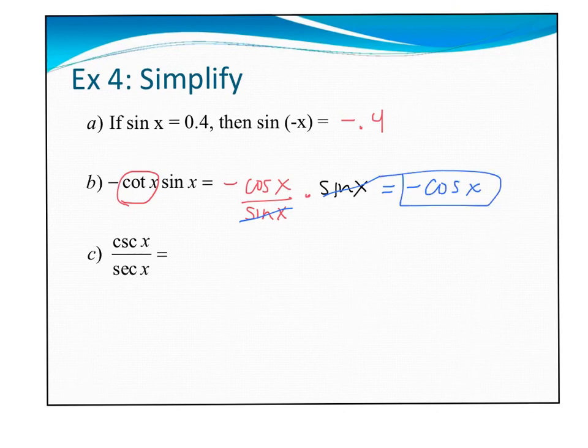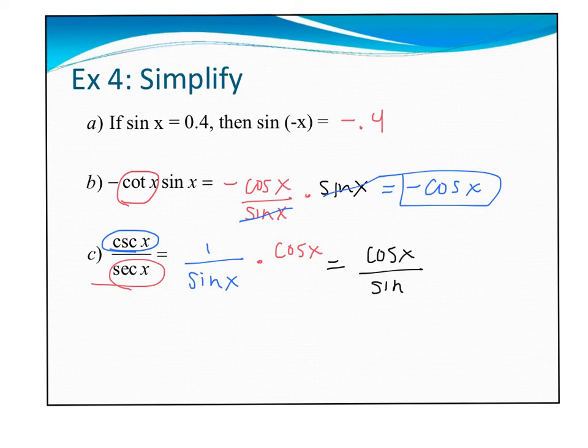And then last but not least, in this problem here, we're going to rewrite with our reciprocal identities. So I can rewrite my cosecant x as 1 over sine x. I can rewrite my 1 over secant x as cosine of x. And I can then multiply these together to give me cosine of x over sine of x. Now using my quotient identities, I know that this is equal to cotangent of x.